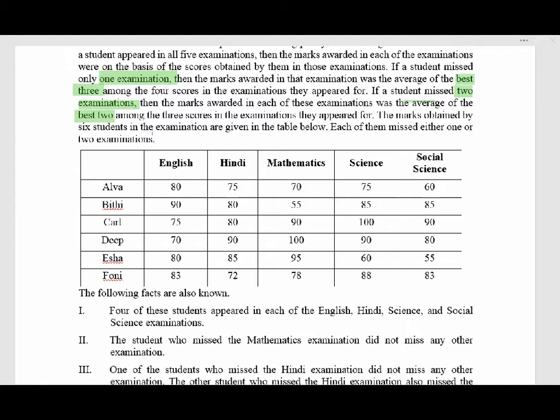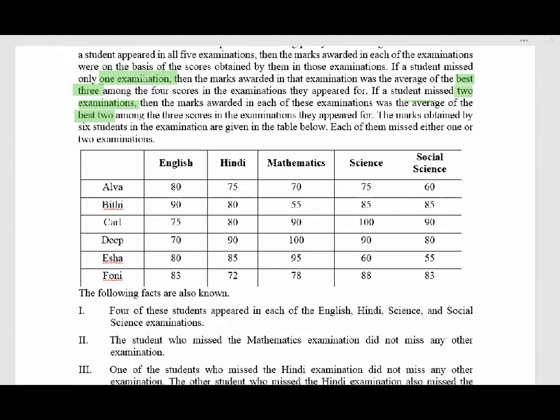The marks obtained by the 6 students in exams are given below, and other conditions also. Like ALVA 80. So as of now, if you just read it directly, you really won't be able to identify which exam they missed and which they did not. But one thing for sure, anybody who missed 2 exams, those 2 marks must be the same. Like ALVA has 75 and 70. So ALVA might be a person who missed 2 exams. Might be. So is Carl. Or maybe D.